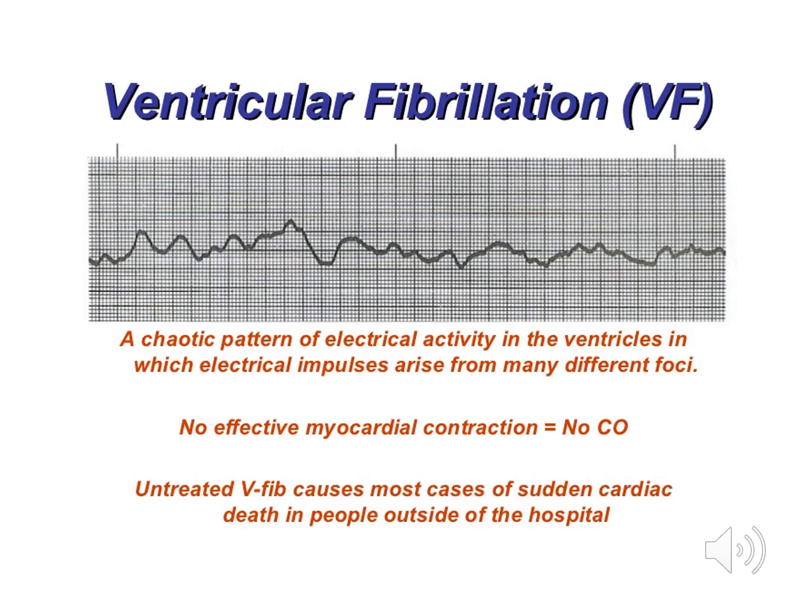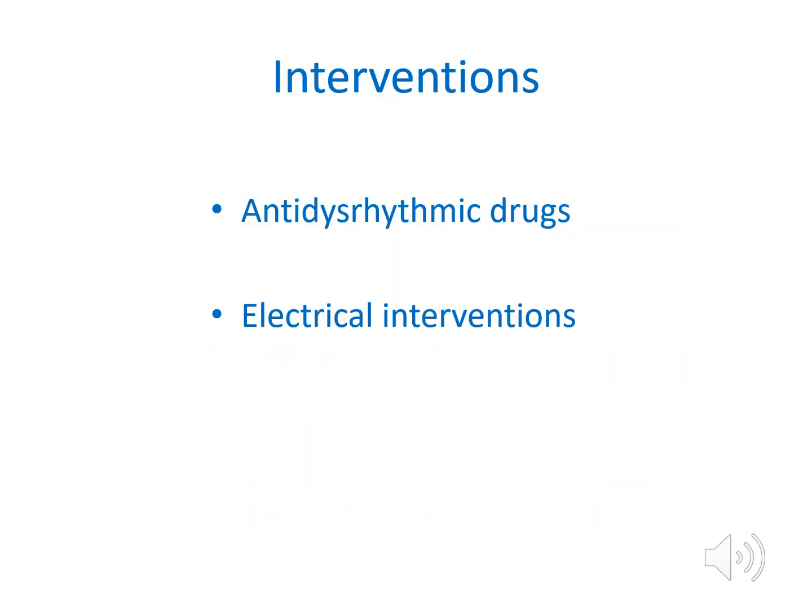And of course, if your ventricular walls are just quivering and are not contracting, what's going to happen to cardiac output? It's going to totally disappear, right? So unless you can get this patient out of this rhythm quickly, they're going to die. Again, you'll cover a lot more about dysrhythmias and EKGs when you get into critical care. I just want to finish up with just a brief discussion of interventions for dysrhythmias.